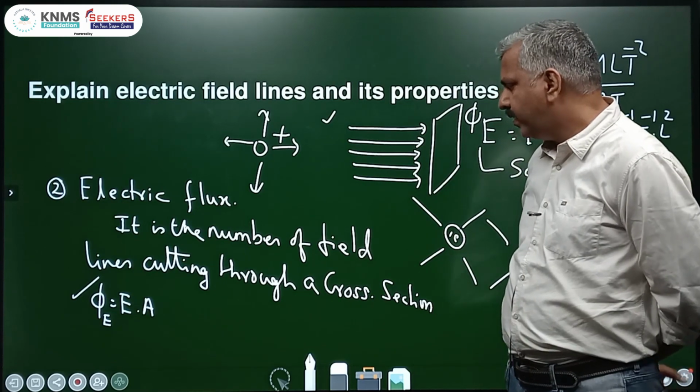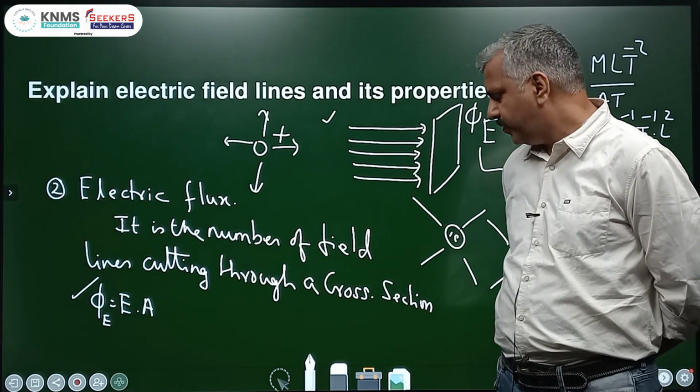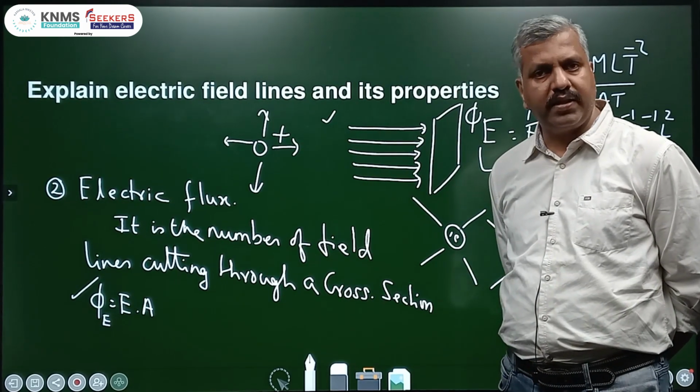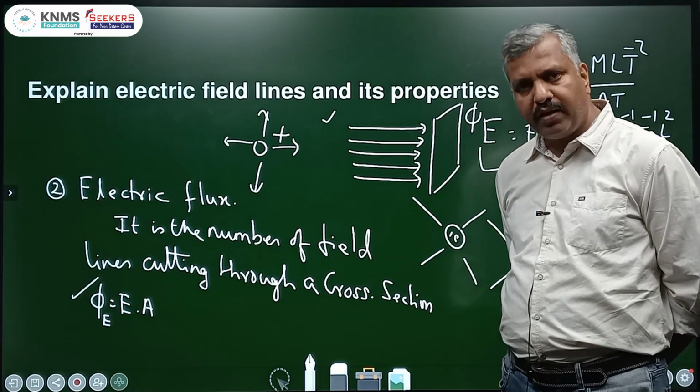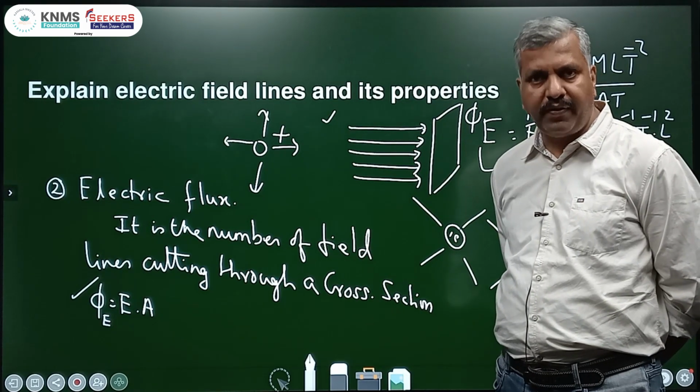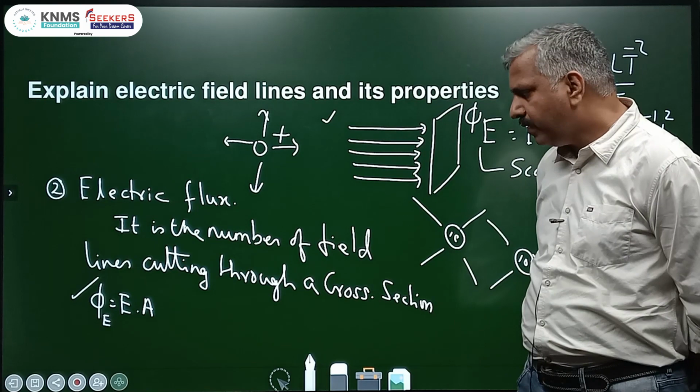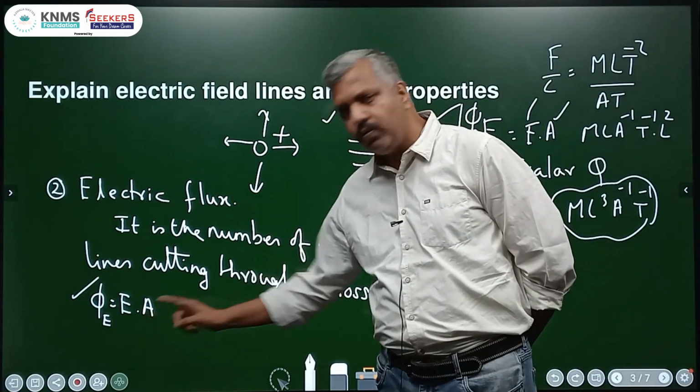I will repeat again, it is the number of field lines which are cutting through a given cross sectional area. Because the number of field lines is not defined mathematically, electric flux is equal to E dot A.